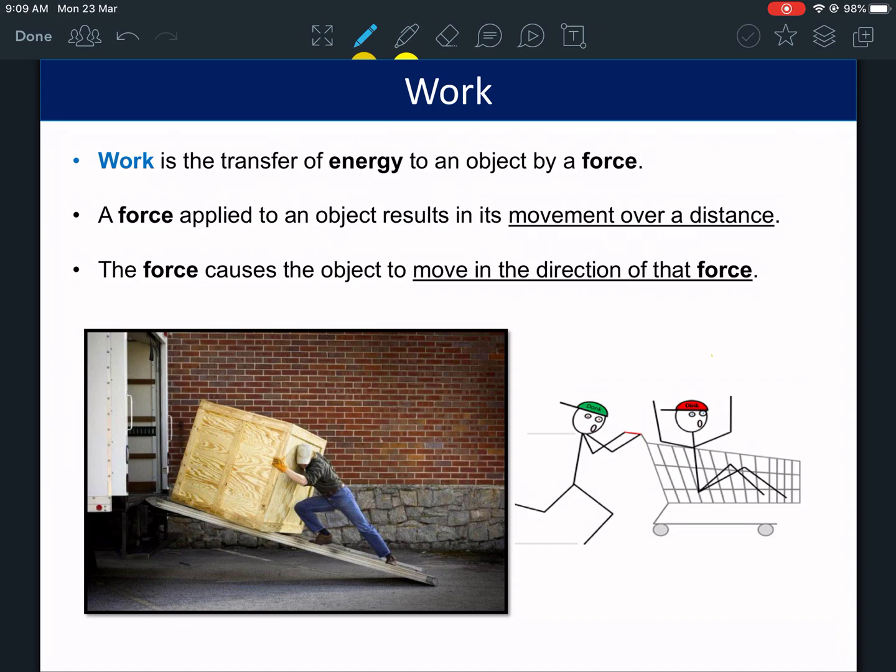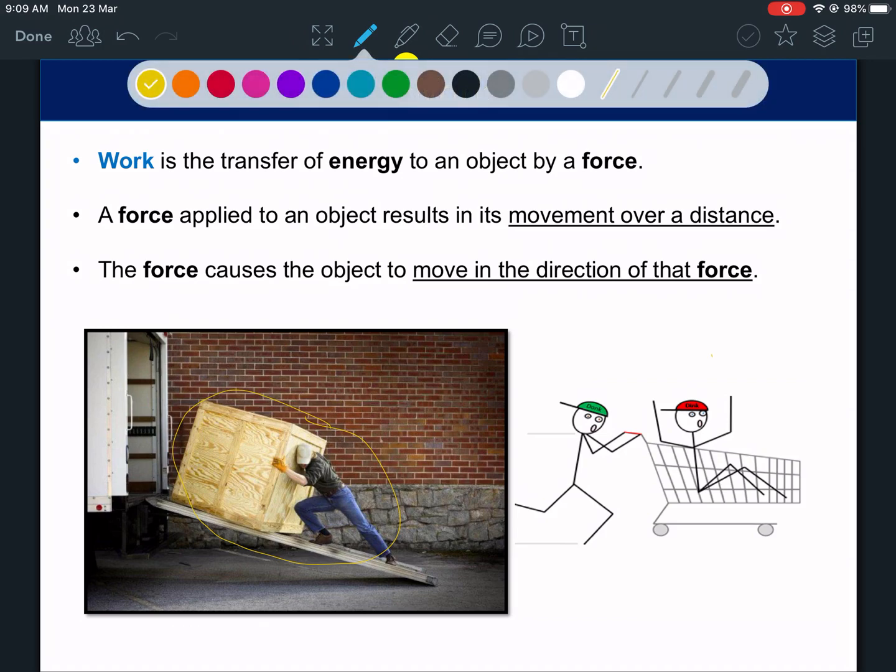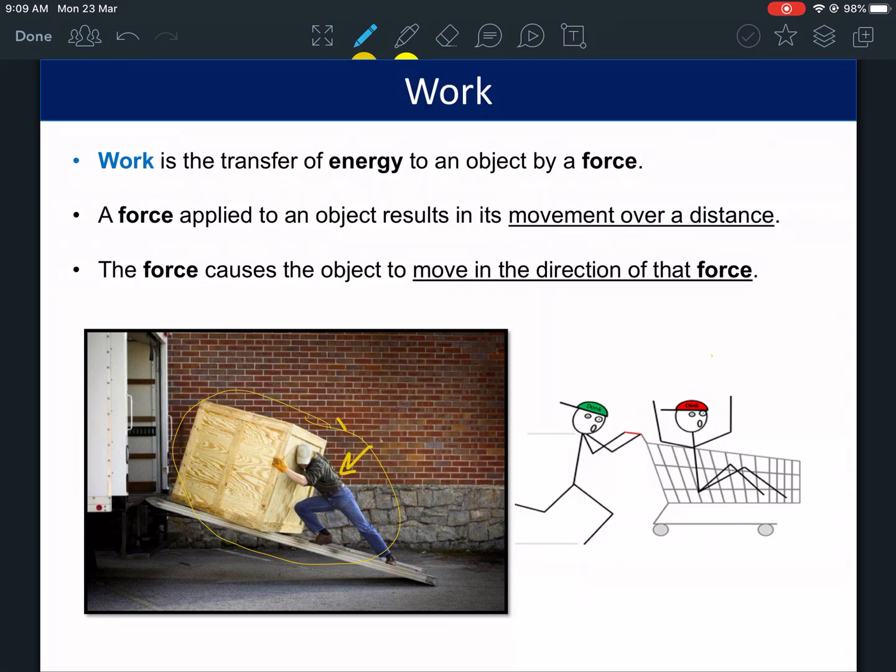Okay, you see this man over here? What is he doing? He is moving this object. Okay, he's moving this box. So he's transferring energy from him to the box in order to move it from, let's say, here up to here. Okay, so work is the transfer of what? Energy. So he's using energy to move an object by force. So he's applying force, using his energy, to move this box, and this is called work.